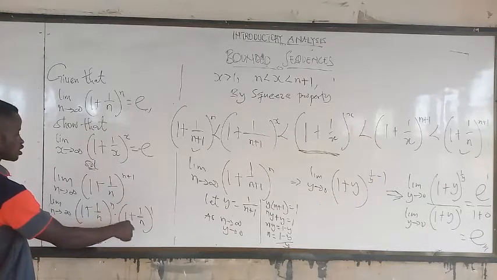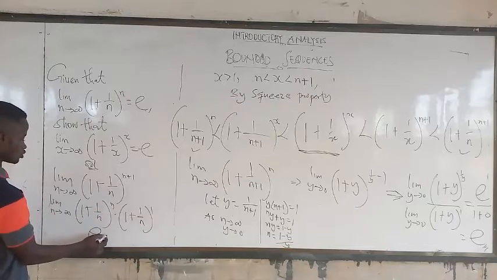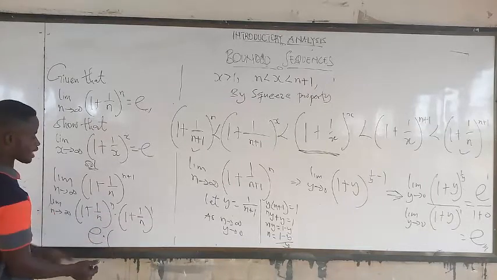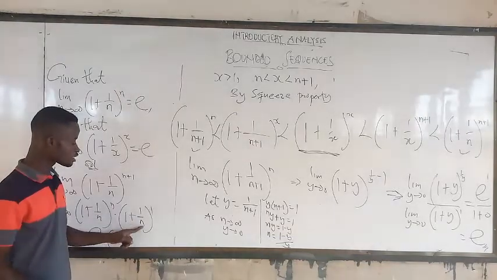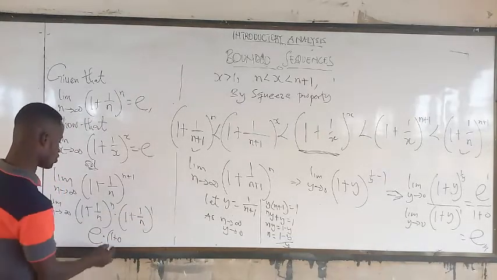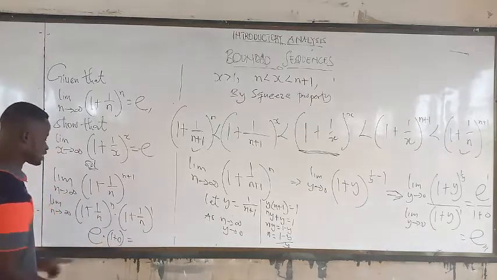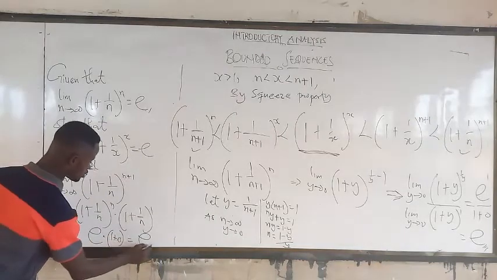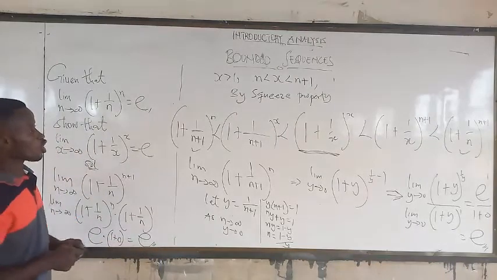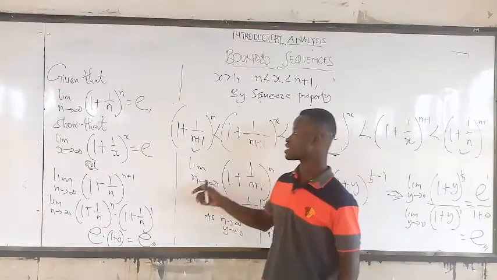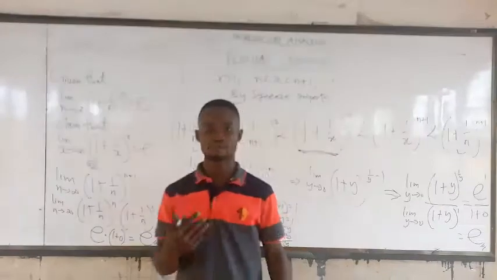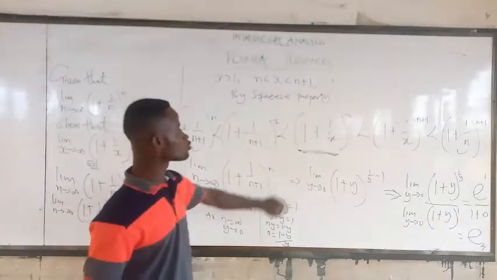And with this, we are going to multiply by 1 plus 0, because as n goes to infinity, 1/n goes to 0. So we get e times 1, and we are going to get e. So on the left hand side, we get e. Therefore, we can prove this to be true.